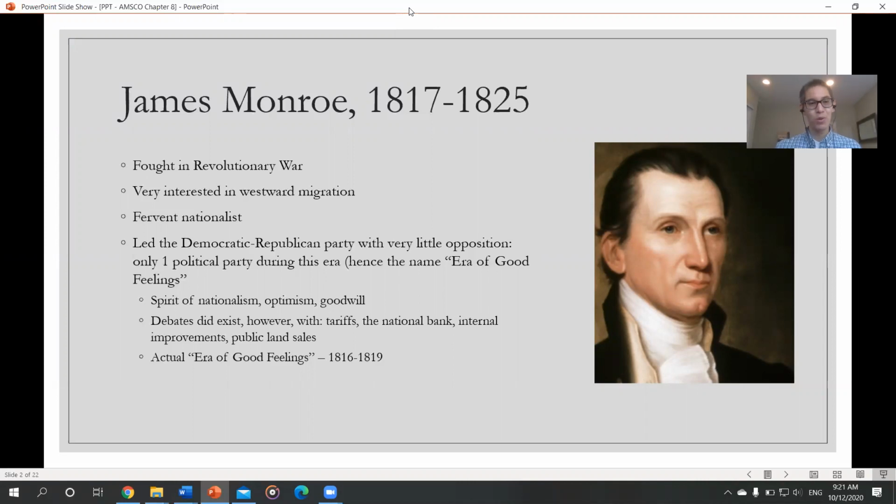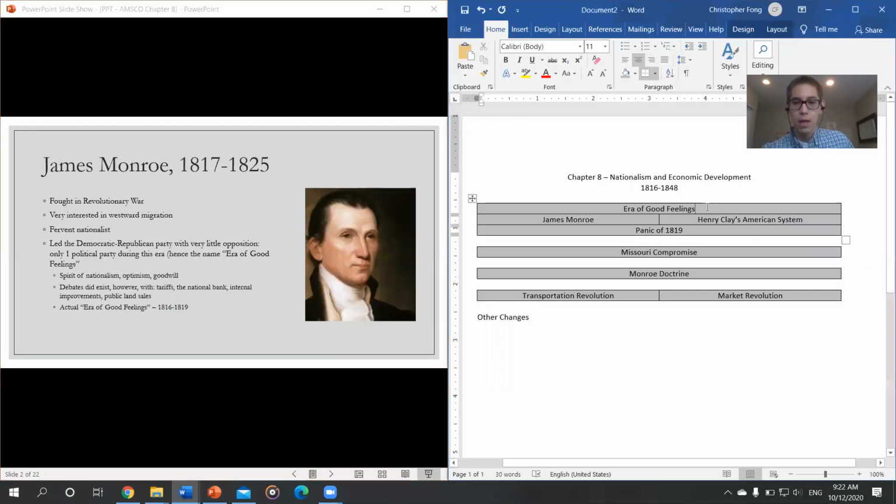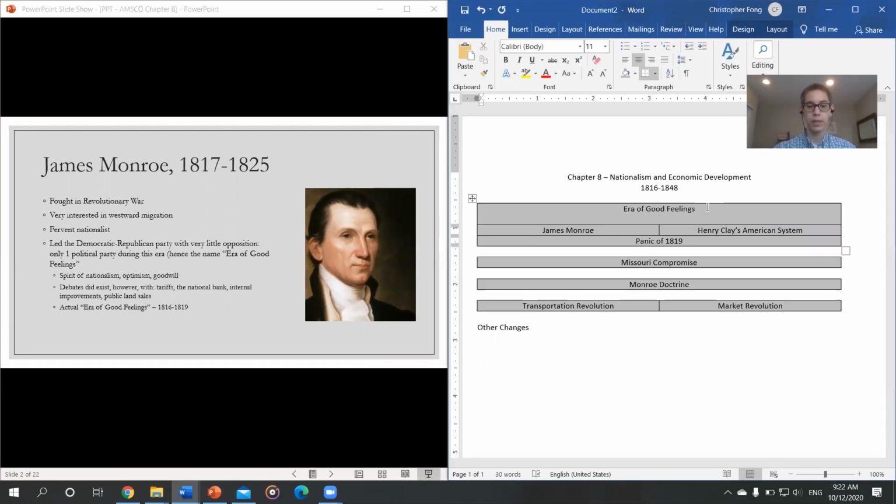And so James Monroe is most characterized by, I guess, a westward migration. We see a lot of westward migration during his presidency into the land acquired by the Louisiana Purchase. And then just generally a spirit of nationalism, optimism, and goodwill. Now, again, that is for the white Americans, especially for the white property owners. But yeah, so the era of good feelings.